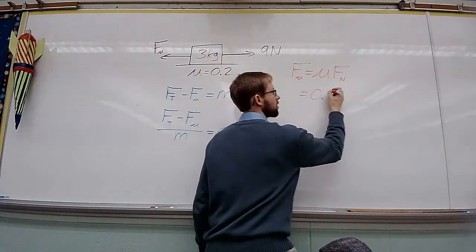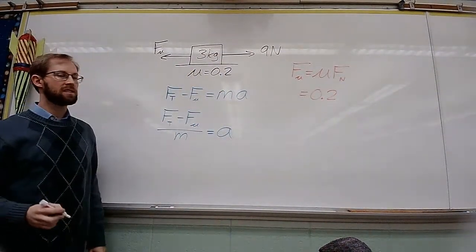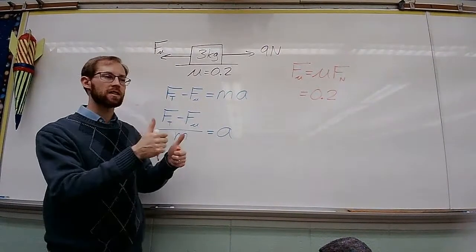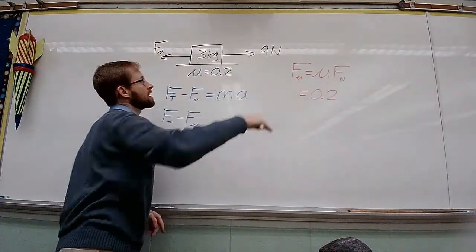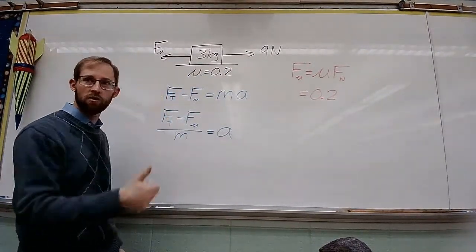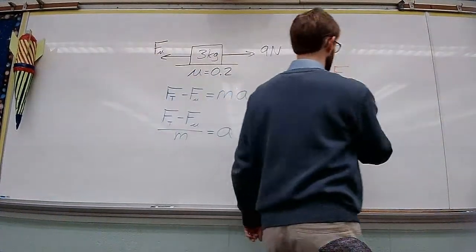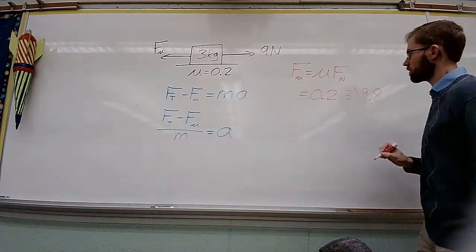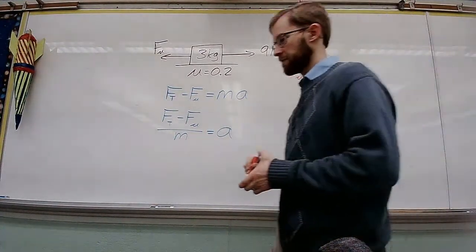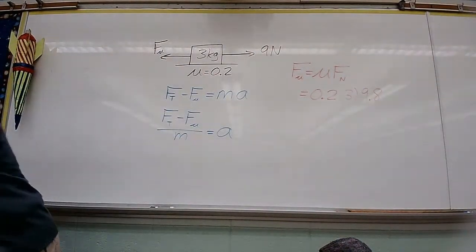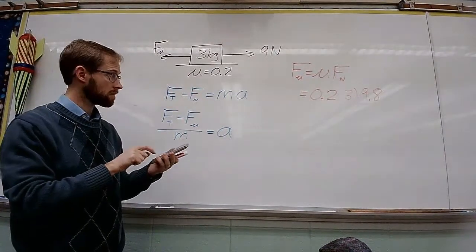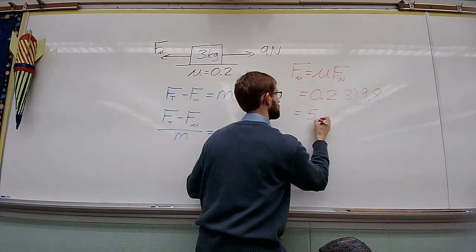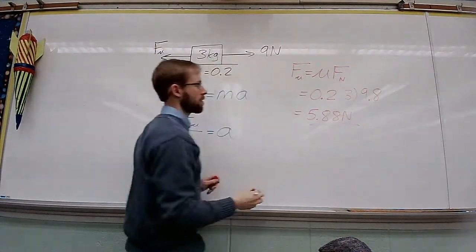Coefficient of friction is given, that's 0.2. Normal force in this case is actually going to be equal to our force of gravity, because there's nothing pulling up on this object, there's nothing pushing down, we're on a flat surface, and when that's true, force of gravity is equal to the normal force of the table pushing up. So normal force is just going to be equal to mg. So that's 3 times 9.8. We're going to assume that we are on Earth here. And if we run those numbers, I get 5.88. So that would be my force of friction there.